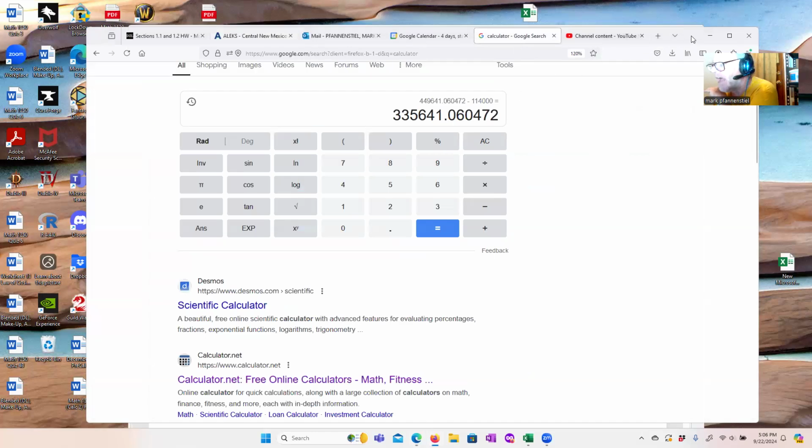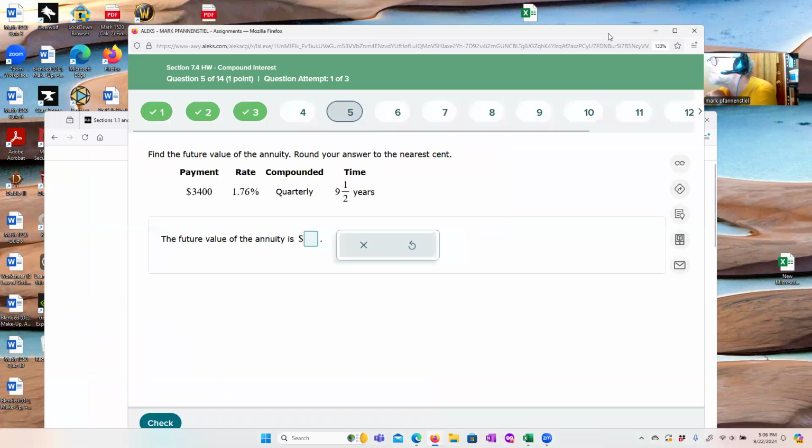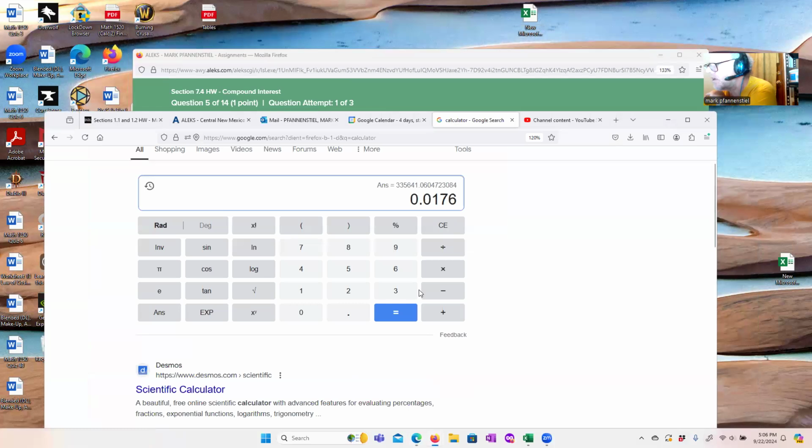We're going to clear all. I want 0.0176. That's what we're looking at. Okay, and then we're going to divide it by N. N is 4 in this case because we're compounding quarterly, so there are 4 quarters per year. And we got 0.0044. I'm going to write that down so I keep track of it. We have 0.0044. That's my R over N.